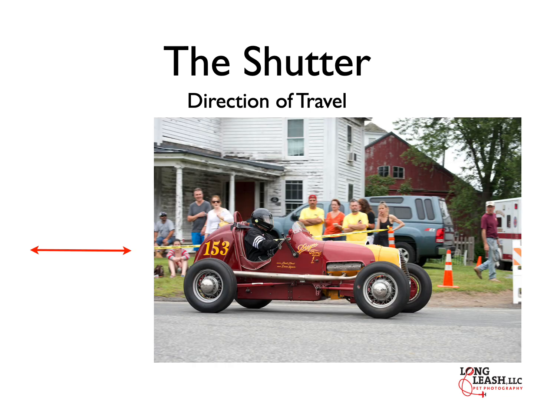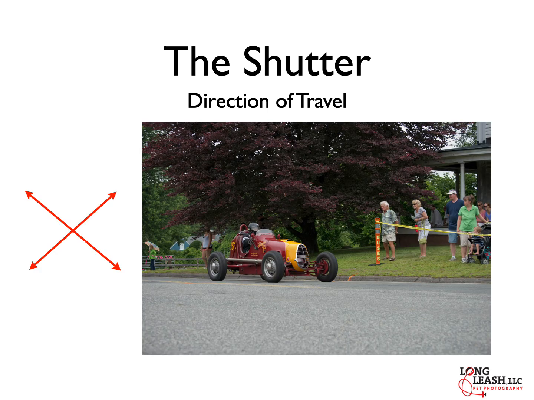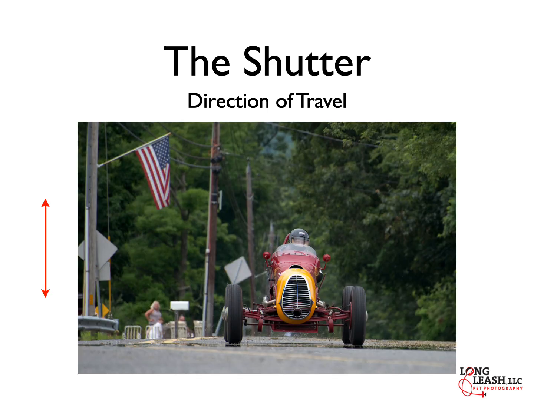If it's horizontal to you, then you want to use a very fast shutter speed. If it's at a diagonal, you can get away with a little bit slower speed, and if it's coming right at you, you can get away with an even slower speed.